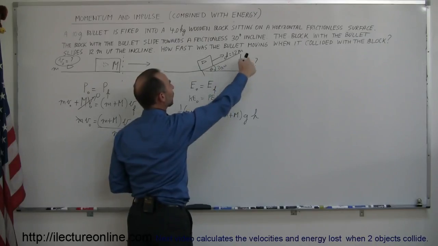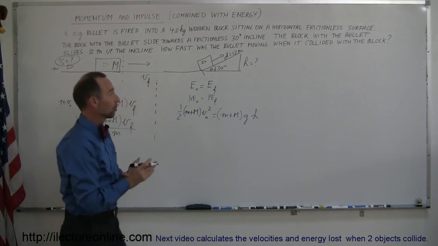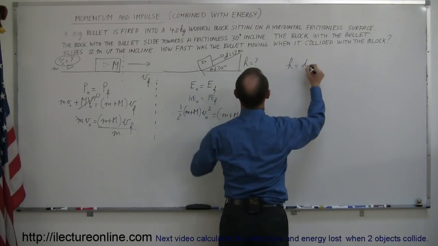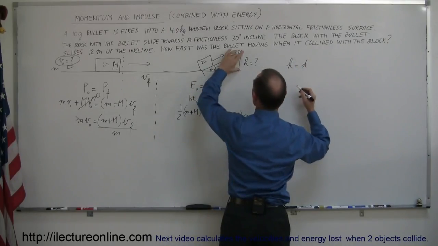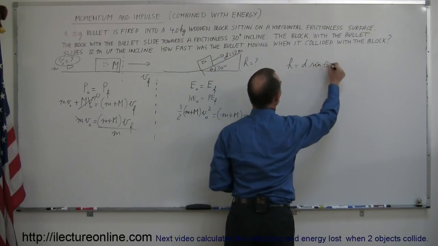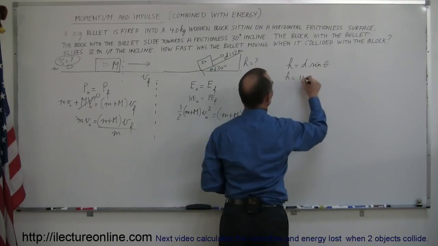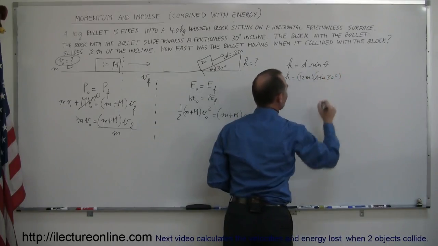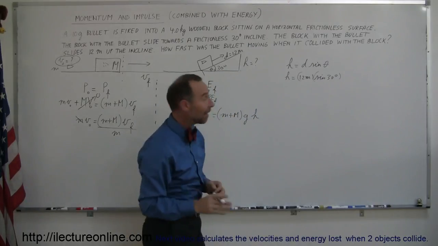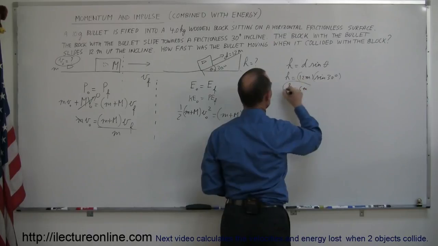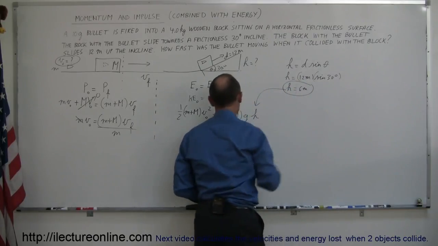We know the distance is 12 meters, so we can figure out the height from trigonometry. We can say that the height is equal to the hypotenuse distance times the sine of the angle theta, because it's the opposite side to the angle. So height is equal to 12 meters times the sine of 30 degrees. And the sine of 30 degrees is 1/2. So height equals 6 meters. So we do know the height now. That can be plugged into here.